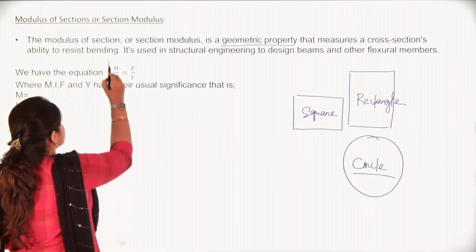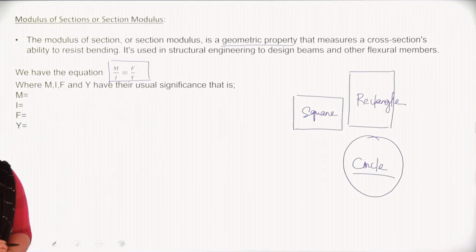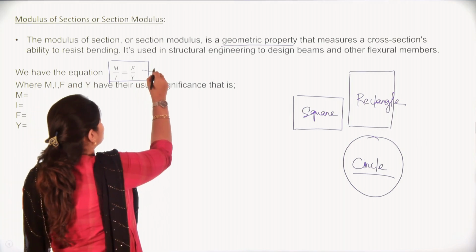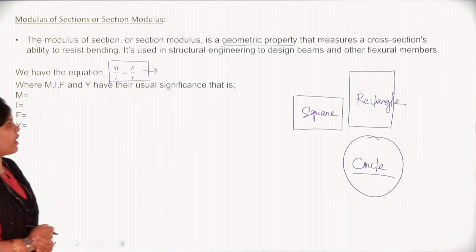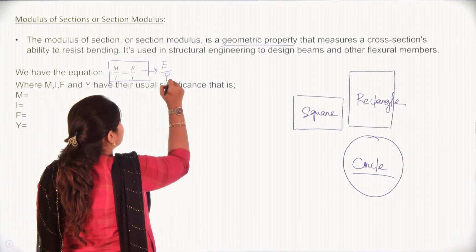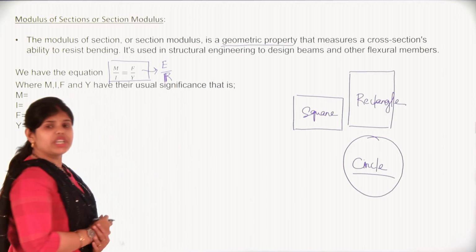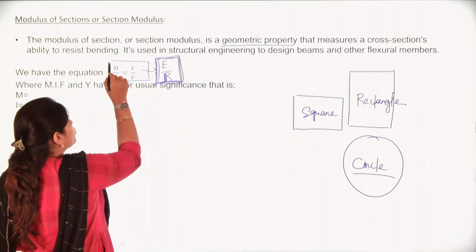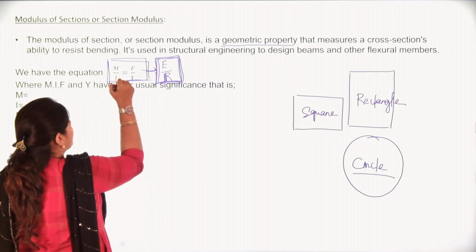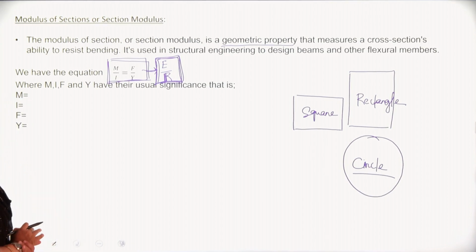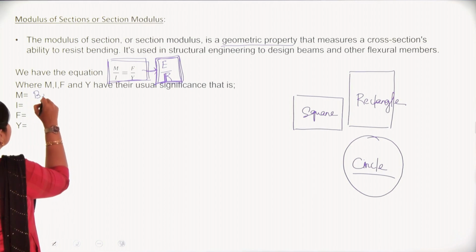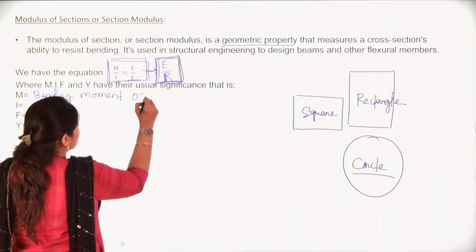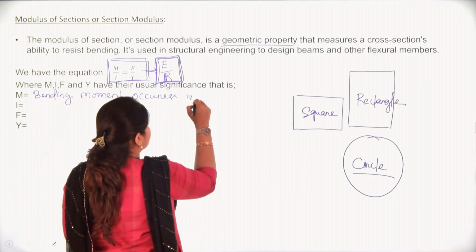We have the equation already: M by I equals F by Y. In our previous class, we discussed that bending equation and proved that M by I equals F by Y equals E by R, where E is Young's modulus. These two things will not be required here, so we neglect them, but we need the equation M by I equals F by Y. So M is the maximum bending moment occurring in your structural member.